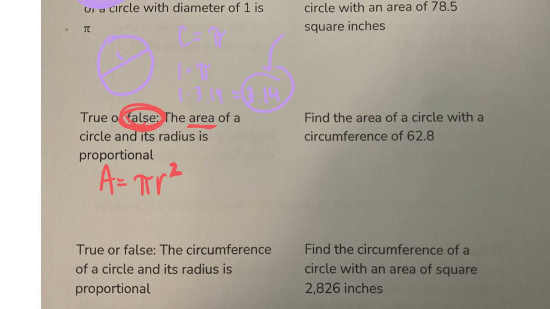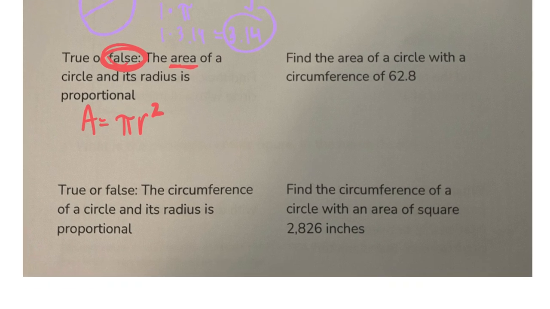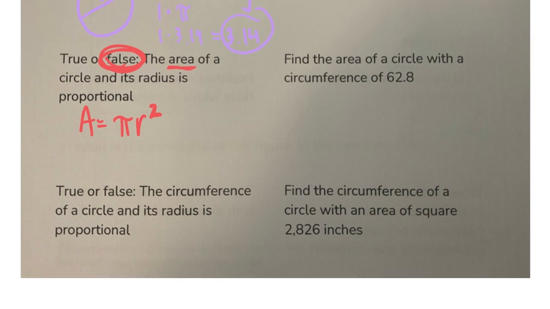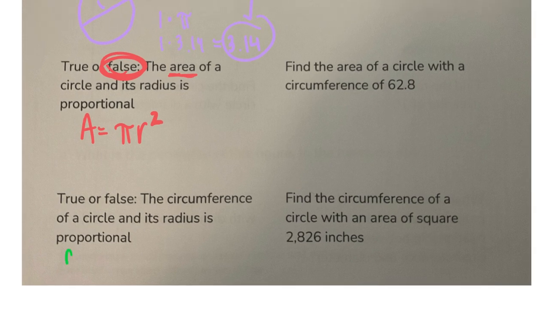The next question says, the circumference of a circle and its radius are proportional. Well, circumference is equal to the diameter times pi. And we already know that means that this is proportional. It's a linear equation. Our constant of proportionality is the 3.14, so this one would be true.